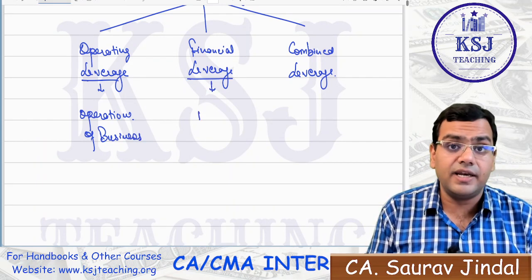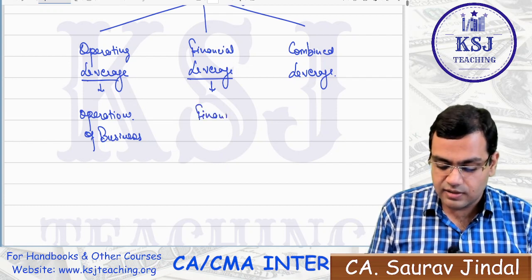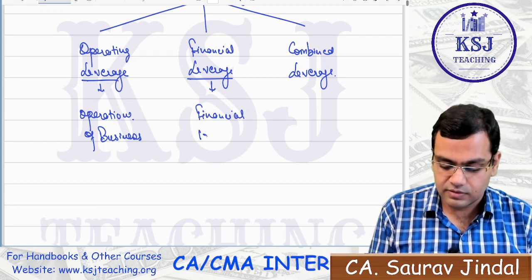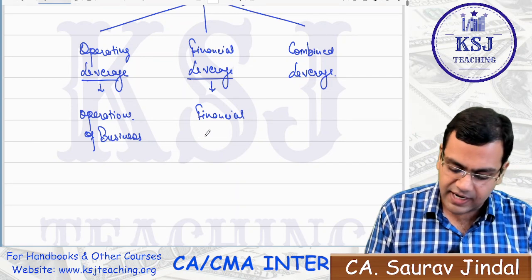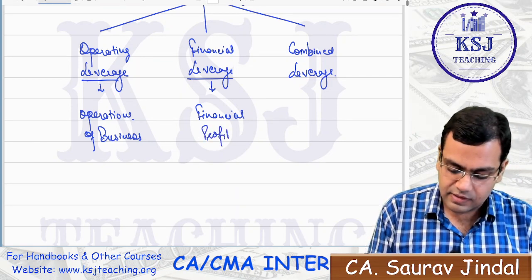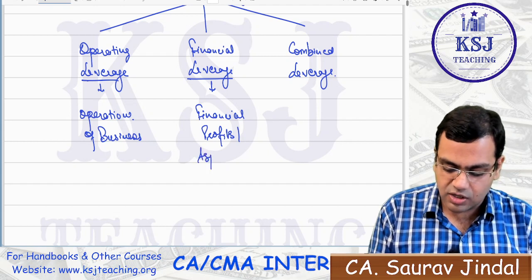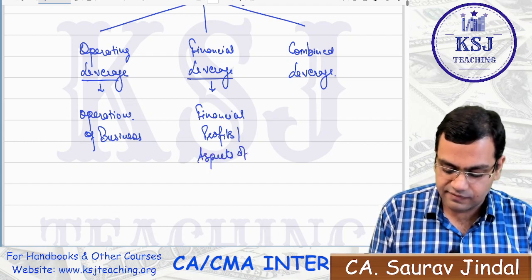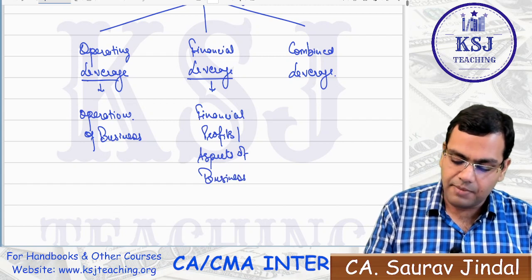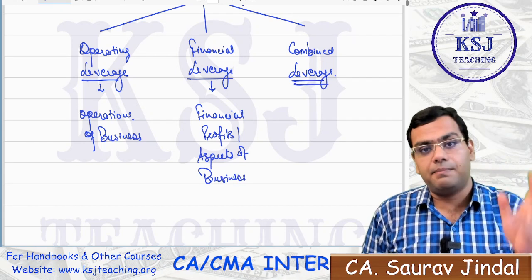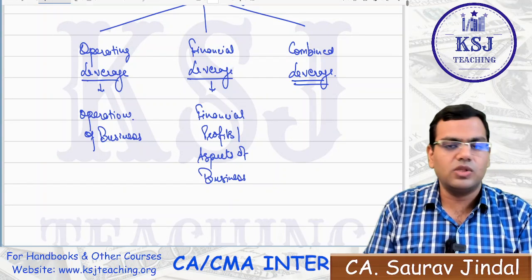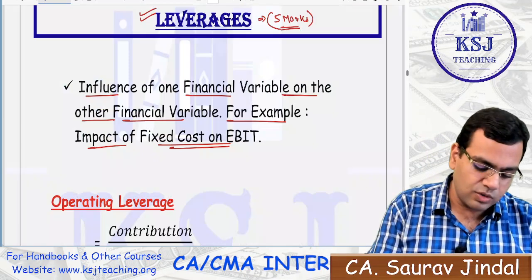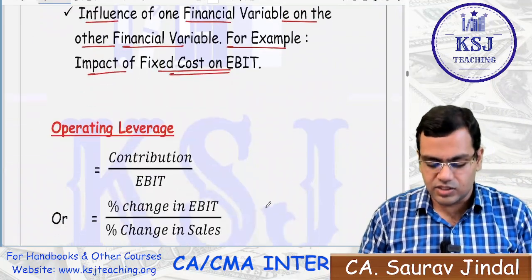Financial leverage is related to the financial impacts, financial aspects of the business, I can say, or financial profits or aspects of business, right? Combined leverage is the overall impact, including the operations, including the financial aspect. So there are three basic leverages that we have to do. That is all that is there in the chapter, right?